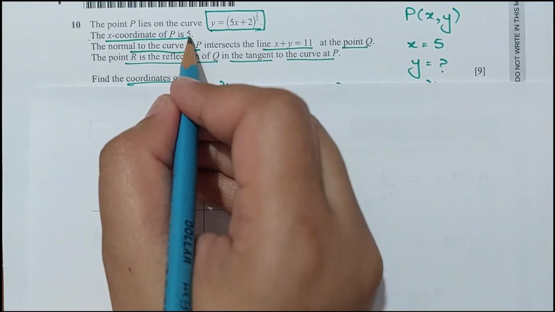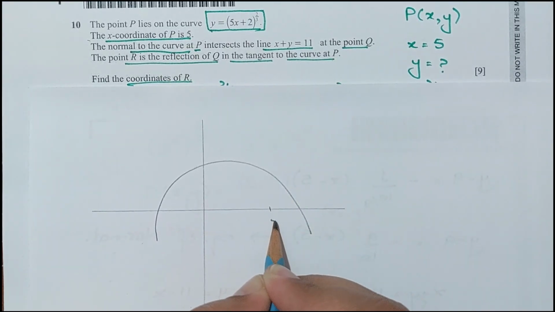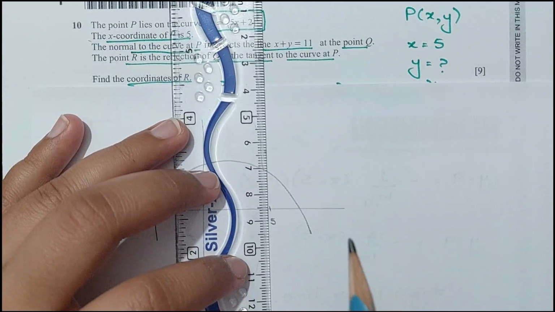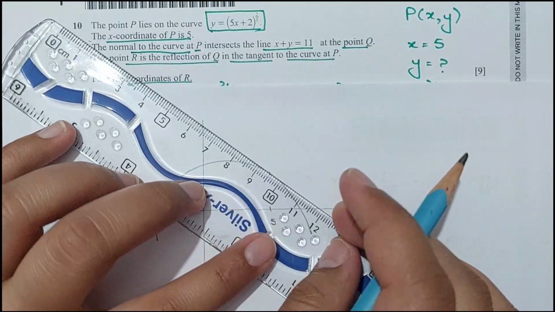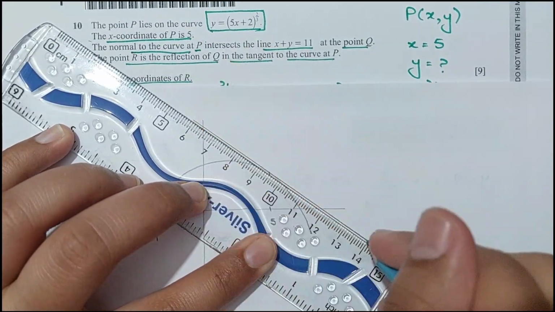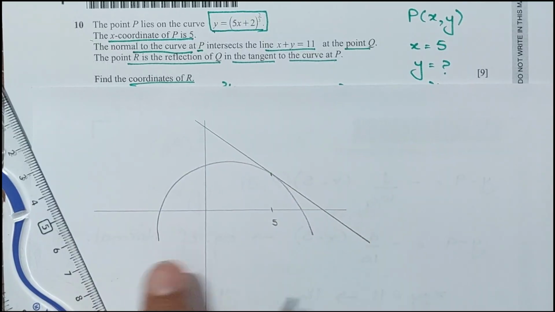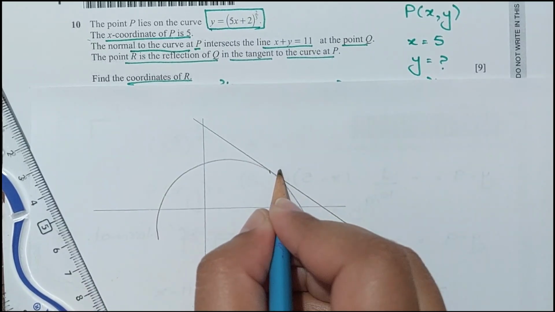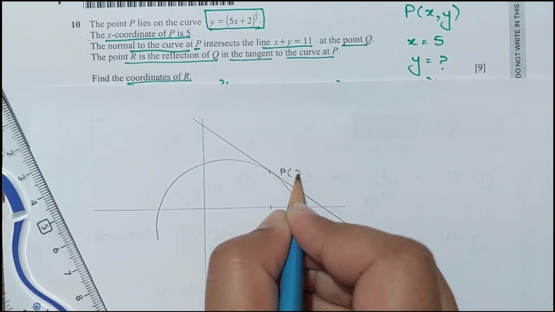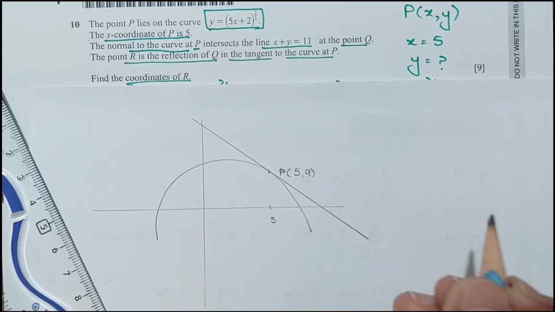What is P? P has x coordinate 5. Let's say we have 5 over here. So draw the tangent. This is the tangent to the curve at point P. The point P is (5, 9), right?